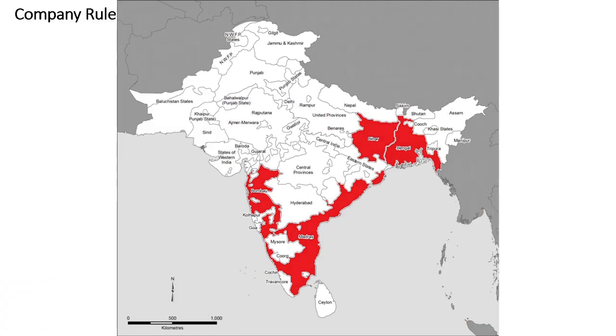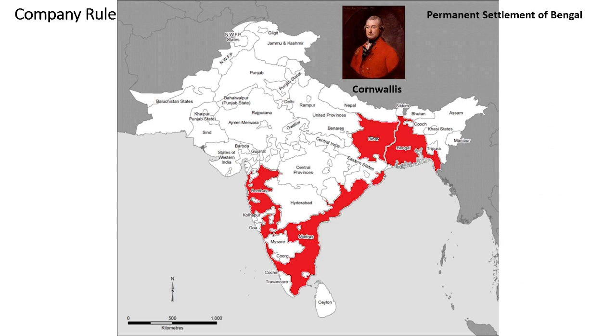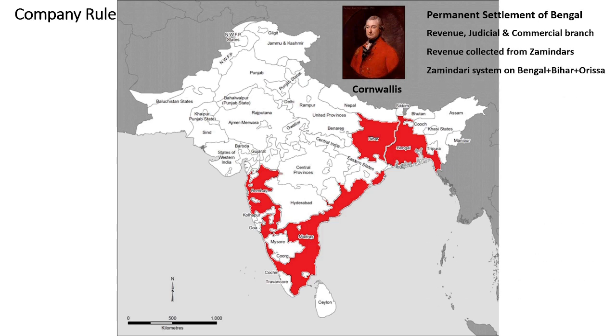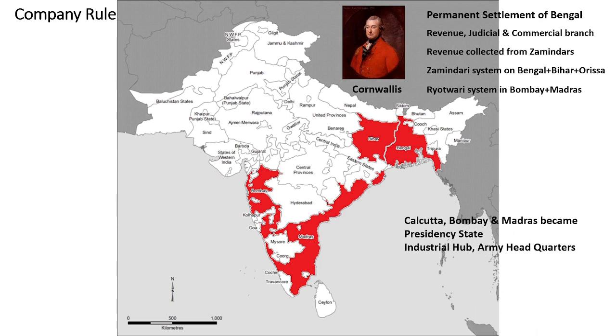Now, the Governor General of Bengal was Cornwallis. He brought a crucial act, the Permanent Settlement Act of Bengal, meaning regular collection of tax before sunset from the zamindars of Bengal, and formed revenue, judicial and commercial branches in government. So revenue was collected from the zamindars of Bengal, Bihar and Odisha, and similarly the Ryotwari system was in Bombay and Madras, and Calcutta, Bombay and Madras were fully converted into presidency states.